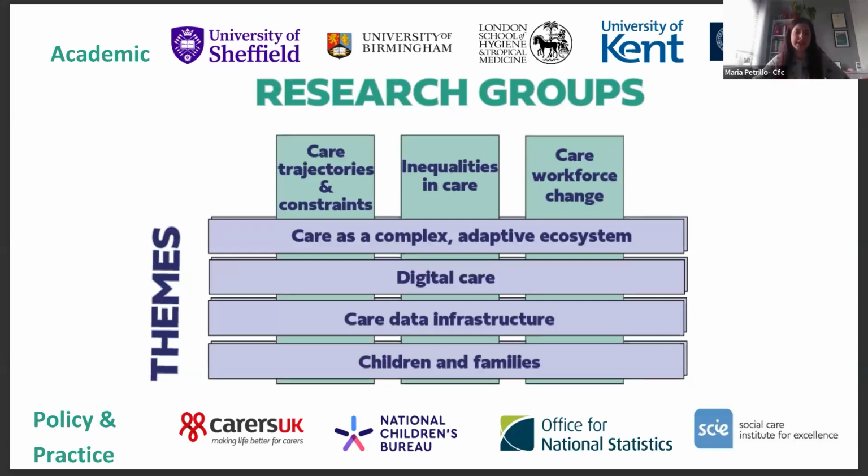Our research is structured around three core groups, which are care trajectories and constraint, inequality in care, care workforce change, as well as four cross-cutting themes: care as a complex adaptive ecosystem, digital care, care data infrastructure, and children and families. Now, today's dashboard comes out of work led by the Inequality in Care group and the Centre for Care Data and Infrastructure team.